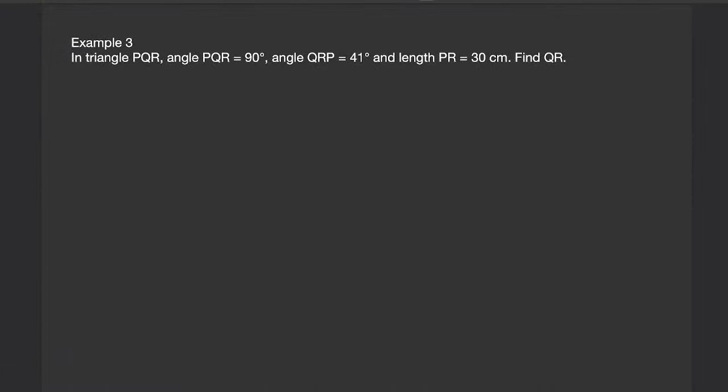Right, so here we're dealing with a worded question. So example 3. In triangle PQR, angle PQR is equal to 90 degrees, angle QRP is equal to 41 degrees, and length PR is equal to 30 cm. Find QR. So we have a worded question. Where exactly do we start? Well, we know our triangle must be a right angle triangle, so we can just draw a right angle triangle.